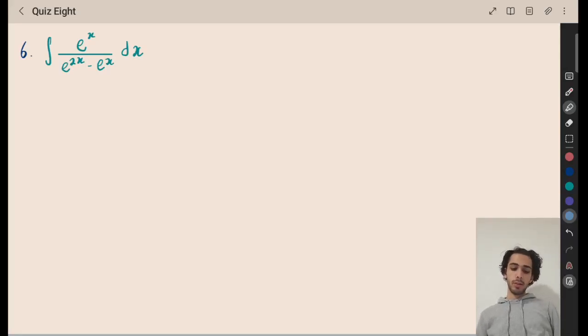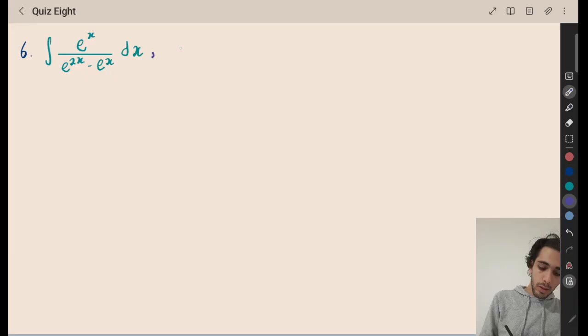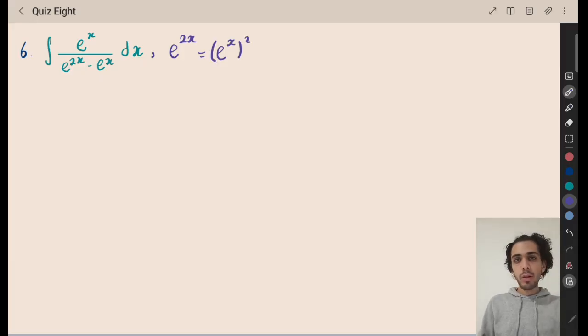So one thing I can say about this problem, and one thing you will probably use a lot in your future mathematical endeavors, is the following fact. It's a very simple one, but it is very powerful. Precisely, it is the observation that e to the 2x is equal to e to the x to the 2. In this case, it is very specific.